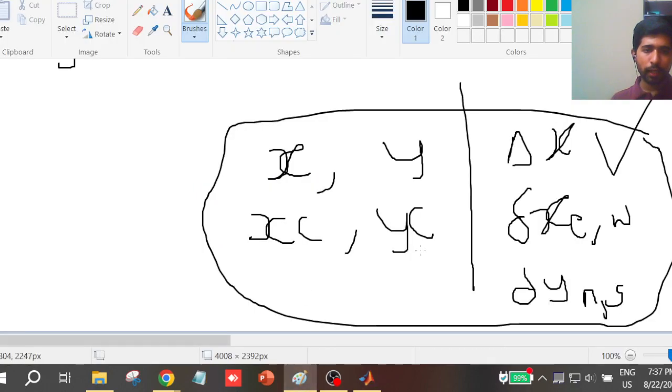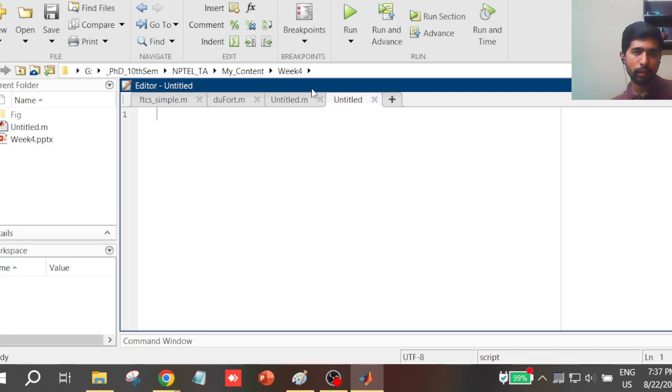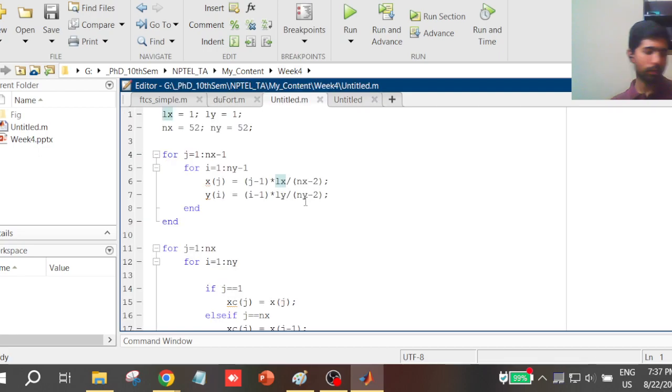Okay, are there any queries with respect to this? I mean, the way in which I generate the grid. First you have to understand how you generate this grid, how you take n value. Whenever you want, say, 100 control volumes, you have to take n as 102, that is 100 plus 2. Is this thing understood? Any queries? Let me know. So that is the first step.